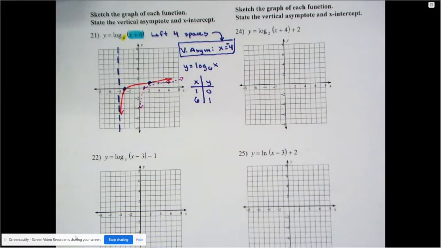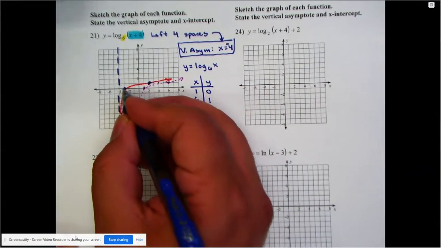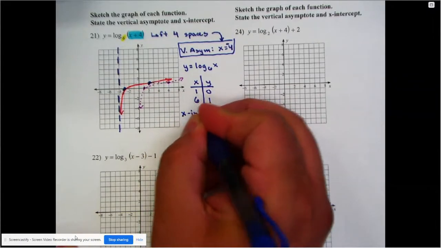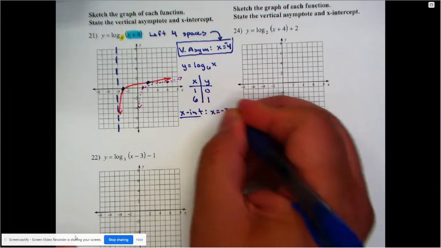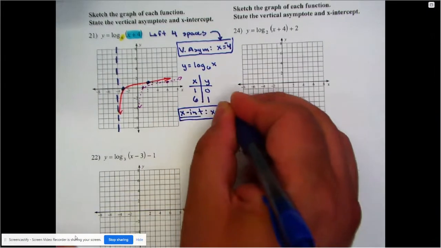But there's our graph. Now, they did ask for an x-intercept. I can literally see that my x-intercept is x equals negative 3. So I don't have to do any work for that because I actually see it in my graph, x equals negative 3. And so there's my x-intercept as well.